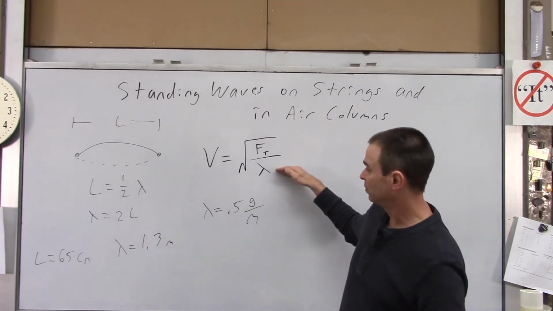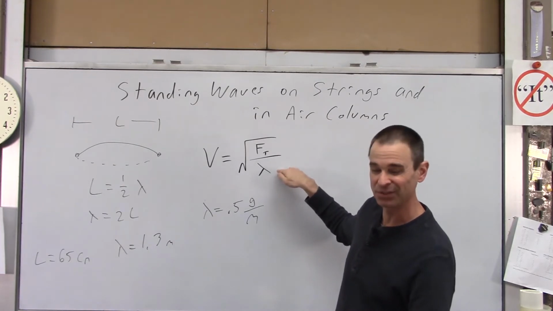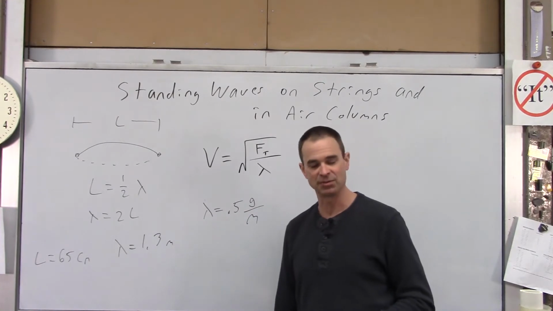So now I know this, okay, and by the way, that's not wavelength. A lot of people confuse that with wavelength. This is linear mass density. A little tricky there. Need to find tension. Got to know the velocity of my wave, okay?